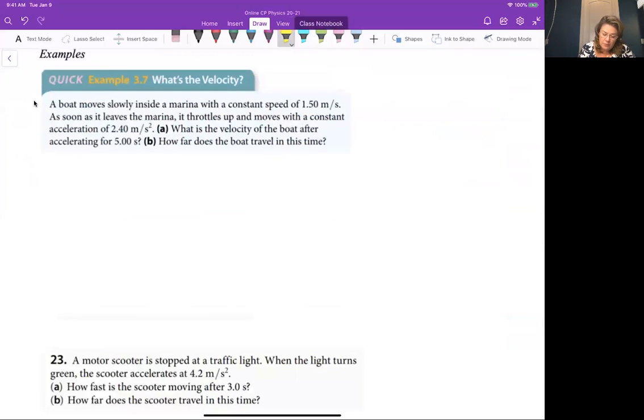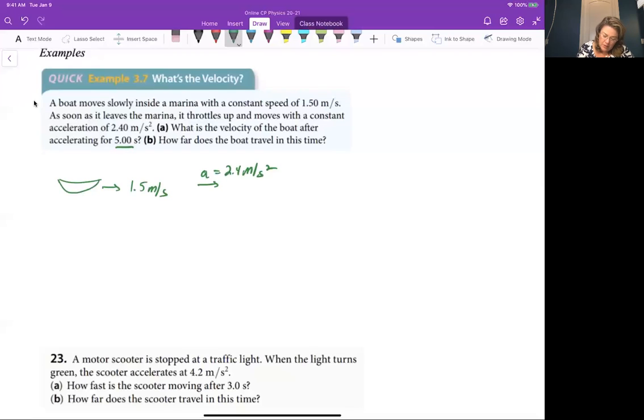A boat moves slowly inside the marina with a constant speed of 1.5 meters per second. So here's my boat, and it's moving at 1.5 meters per second. As soon as it leaves the marina, it throttles up and moves with a constant acceleration. So now I have an acceleration of 2.4 meters per second squared. What is the final velocity of the boat after accelerating for 5 seconds? And how far did it travel during that time?